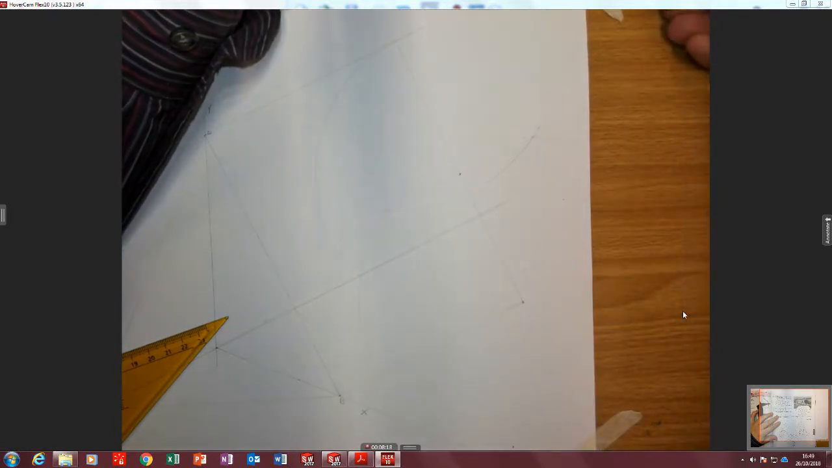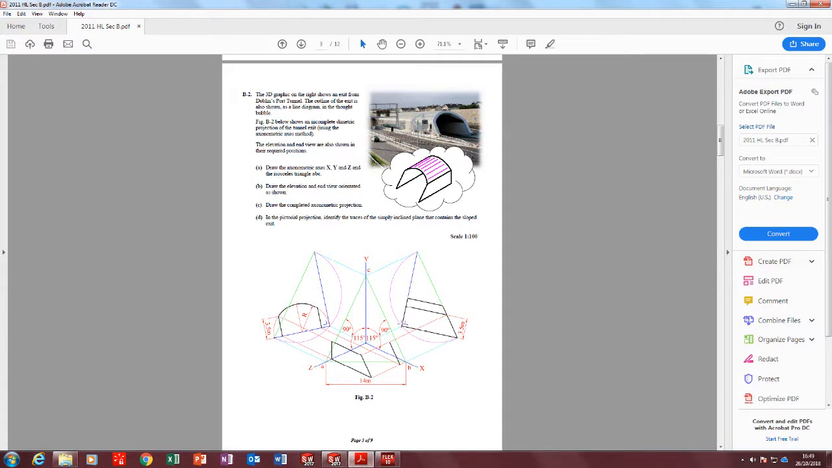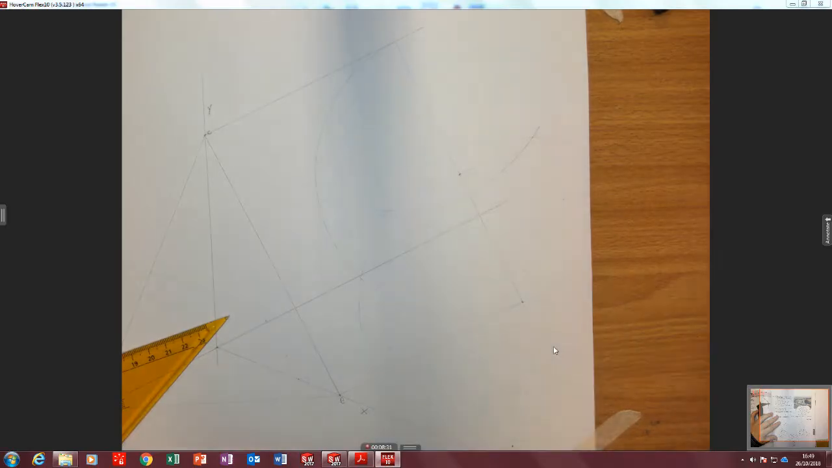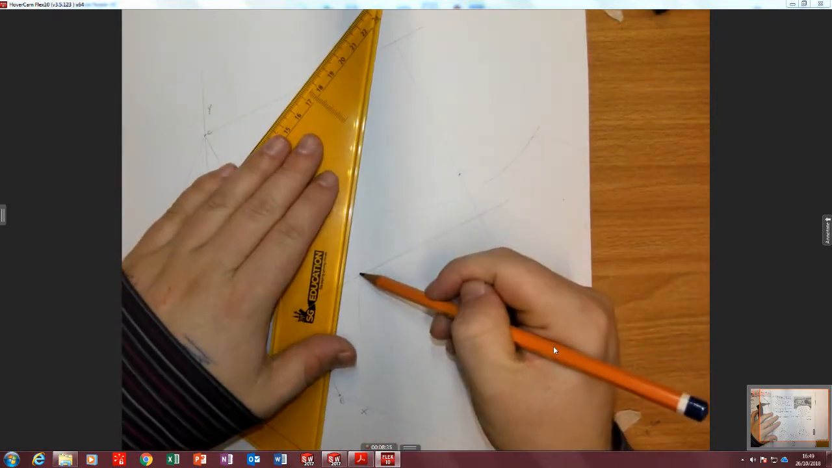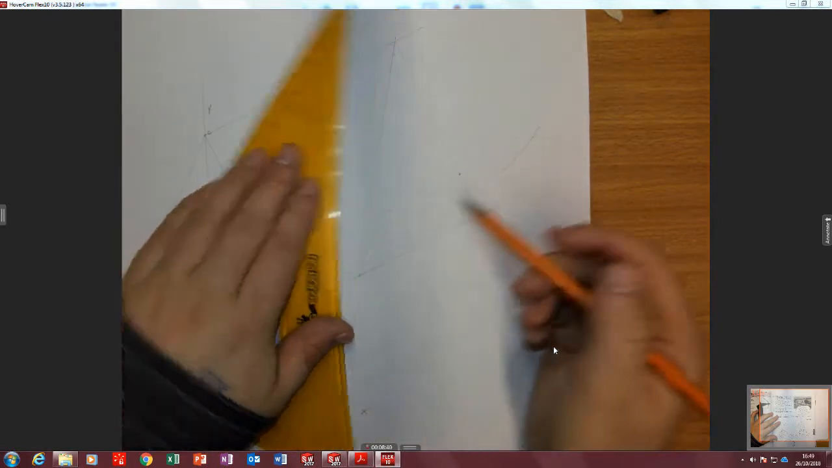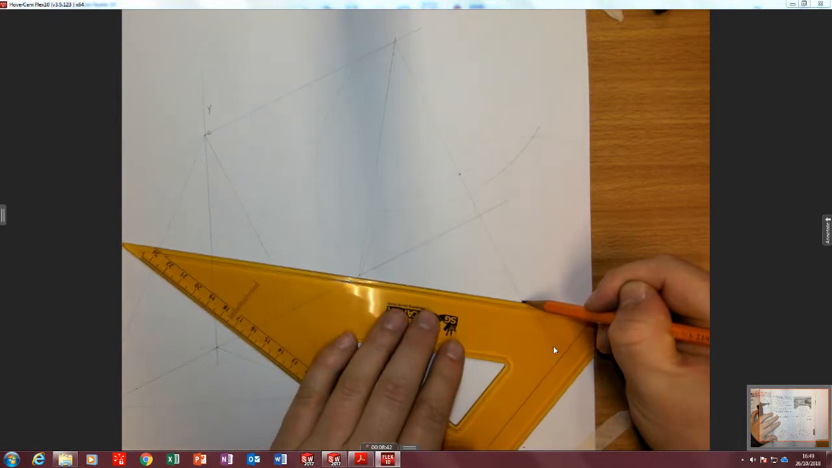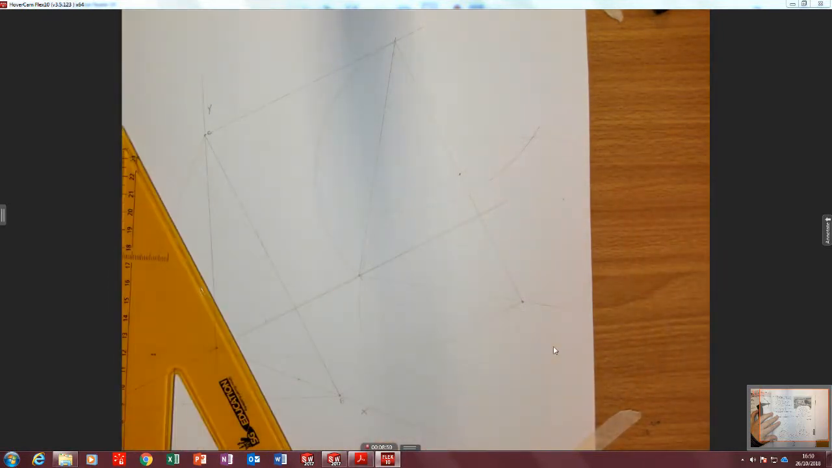And then we join them together. And now there's the semicircle. This point here is found by extending the z-axis until it intersects there. Then you can join these up together. And there's the outline of the elevation in its required position.